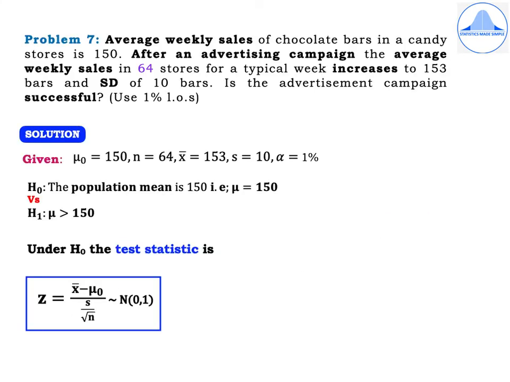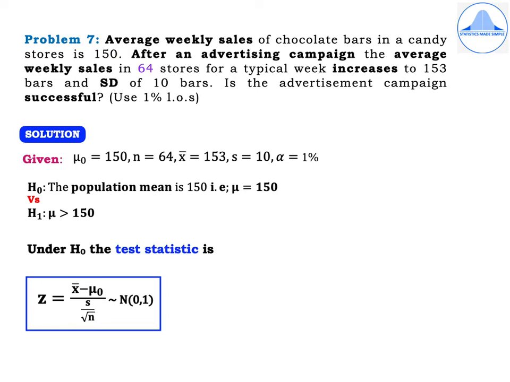Problem 7. The average weekly sales of chocolate bars in a candy store is 150. After an advertising campaign, the average weekly sales in 64 stores for a typical week increases to 153 bars and standard deviation of 10 bars. Is the advertisement campaign successful? Use 1% level of significance.